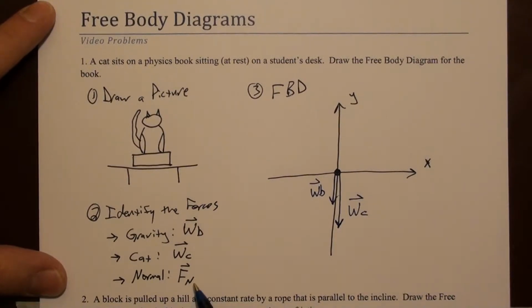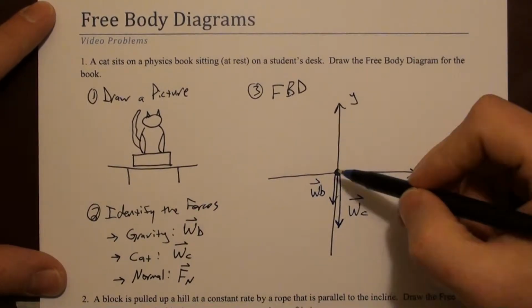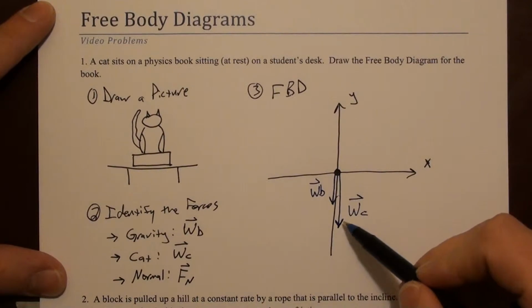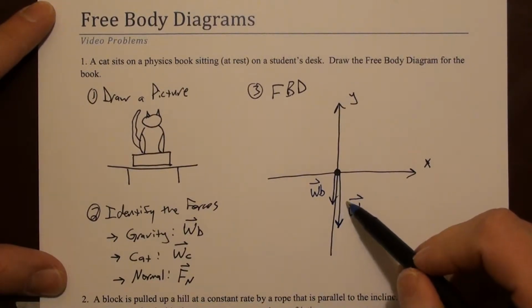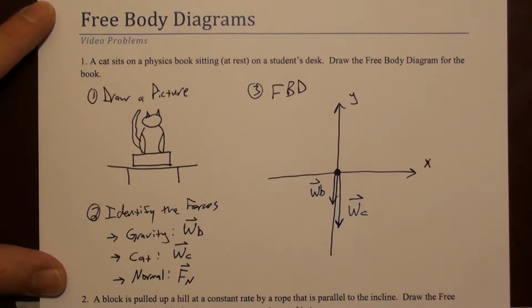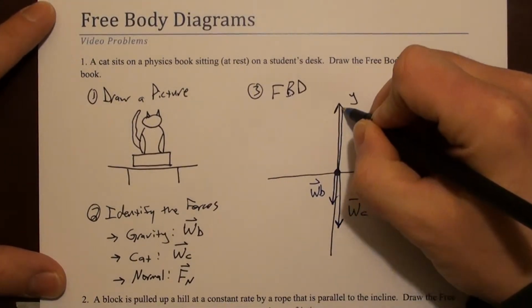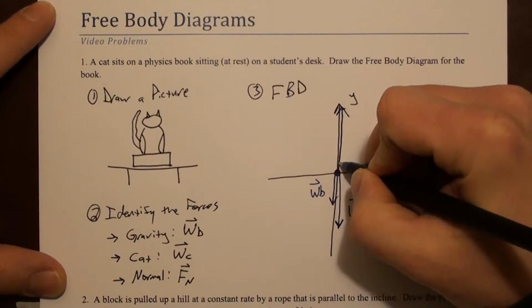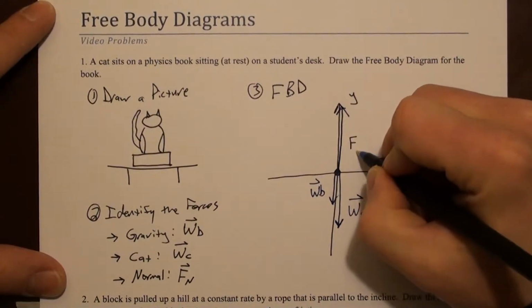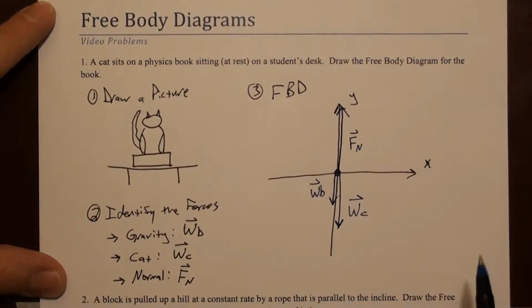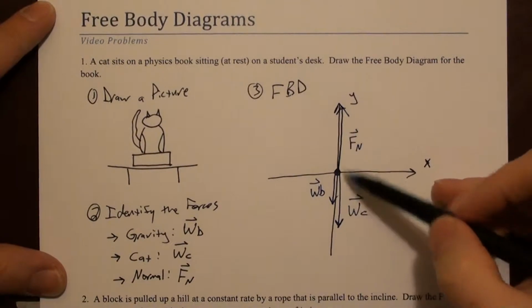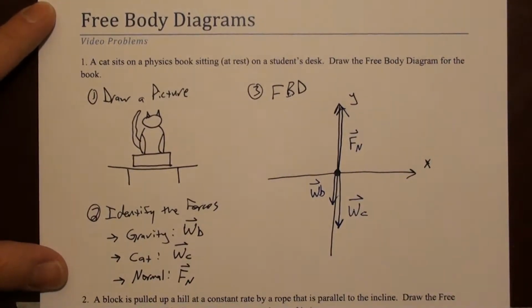And now I need the normal force. And the normal force points up, and it actually should be the length of both of these arrows put together. Right? Since we're assuming the book is not moving up or down, it's not accelerating up or down, the net force is 0. Okay, so here's the normal force. And that's roughly the size of the sum of these two things. And this is our free body diagram.